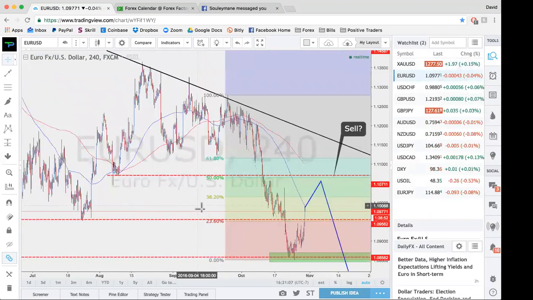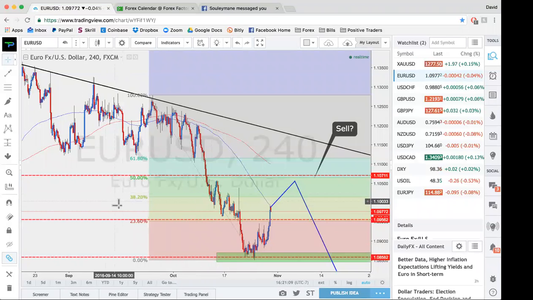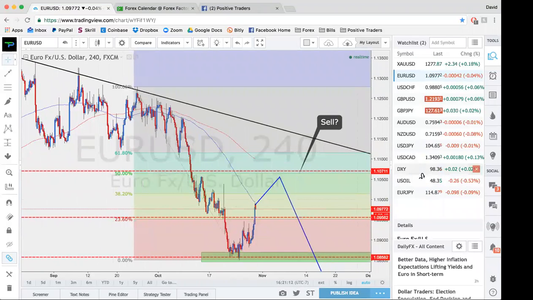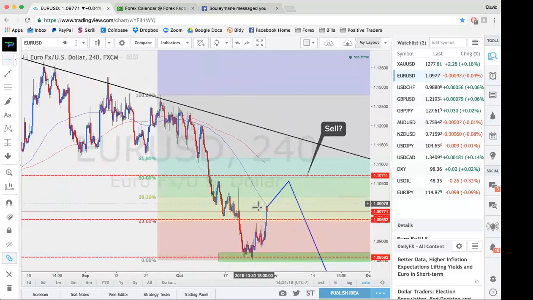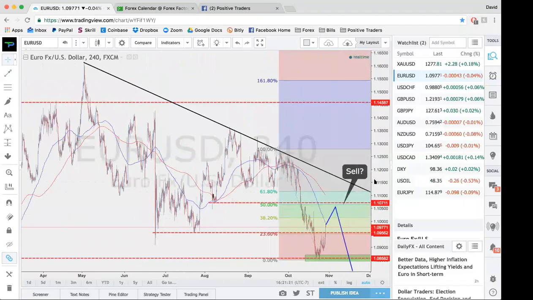Euro USD, guys. Overall, I'm biased to the upside. We're going to get down to the dollar index. I'm still bullish on the dollar. I believe the dollar is still going to appreciate over the next little bit.